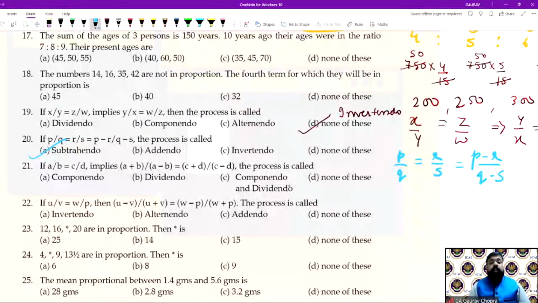Next comes A by B is equal to C by D, and we have written A plus B, A minus B equal to C plus D, C minus D. So we have done plus and minus both, so it is known as componendo and dividendo. Option number C.